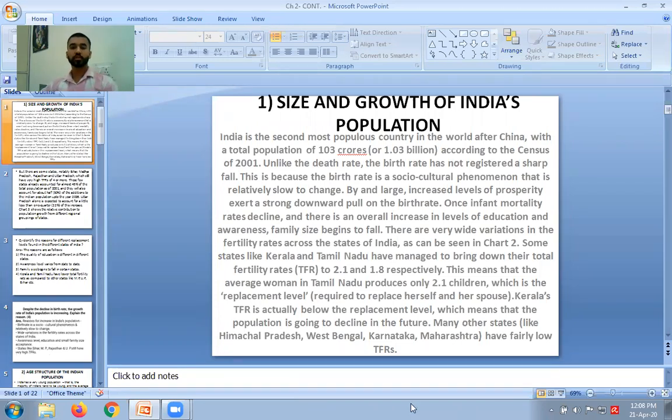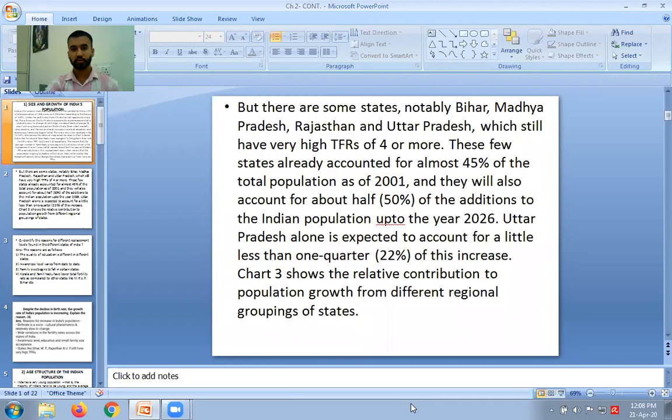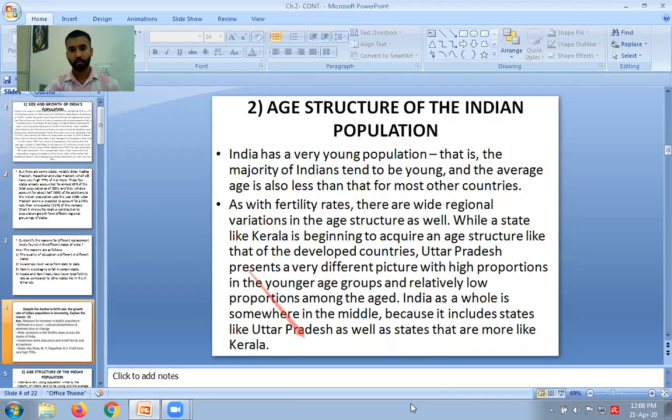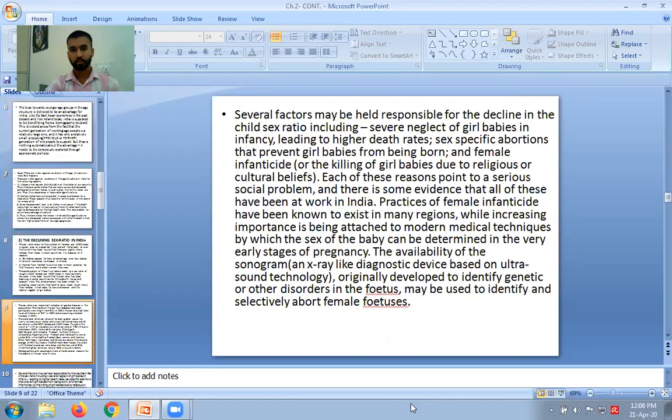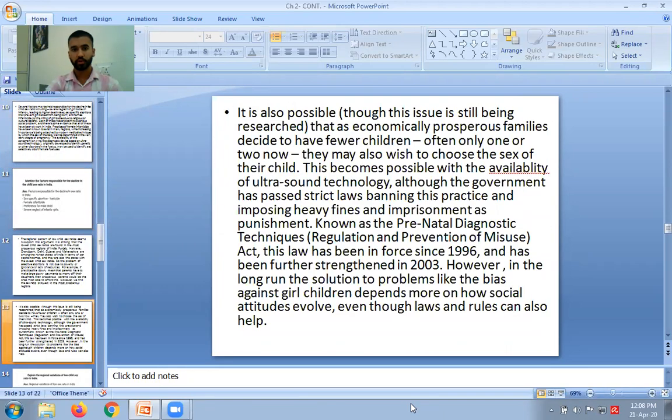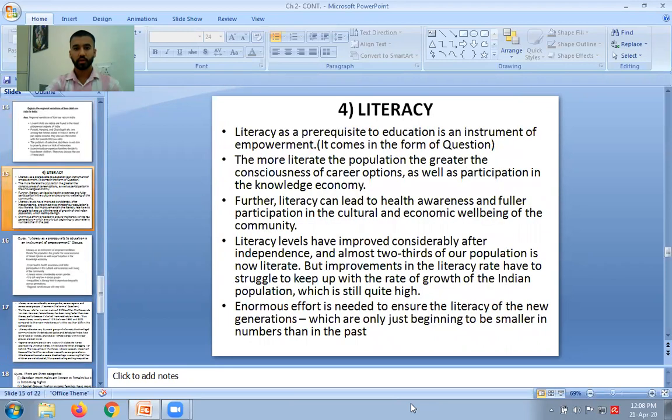So yesterday we studied three topics: size and growth of India's population, age structure of India's population, and then eventually declining sex ratio in India, right? And today we're going to do the fourth and the fifth topic that is going to bring an end to our chapter, all right? So we're going to start with the number four topic that is related to literacy.